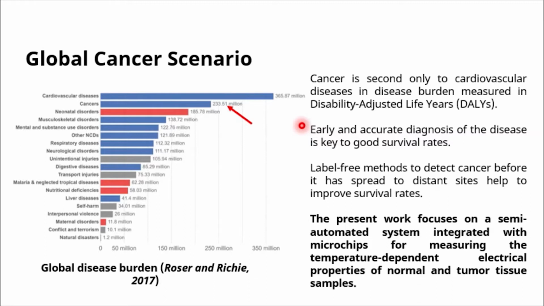If the cancer is diagnosed at an early stage like stage 1 or stage 2, up to 95% survival rate can be achieved, as opposed to 10 to 20% when it's in a late stage cancer like stage 4 or stage 3. Label-free methods to detect cancer before it has spread to distant sites in a process called metastasis can help to improve the survival rate because the disease can be diagnosed early. Our present work focuses on the development of a semi-automated system integrated with MEMS-based microchips for measuring the temperature-dependent electrical properties of normal and tumor tissue samples.